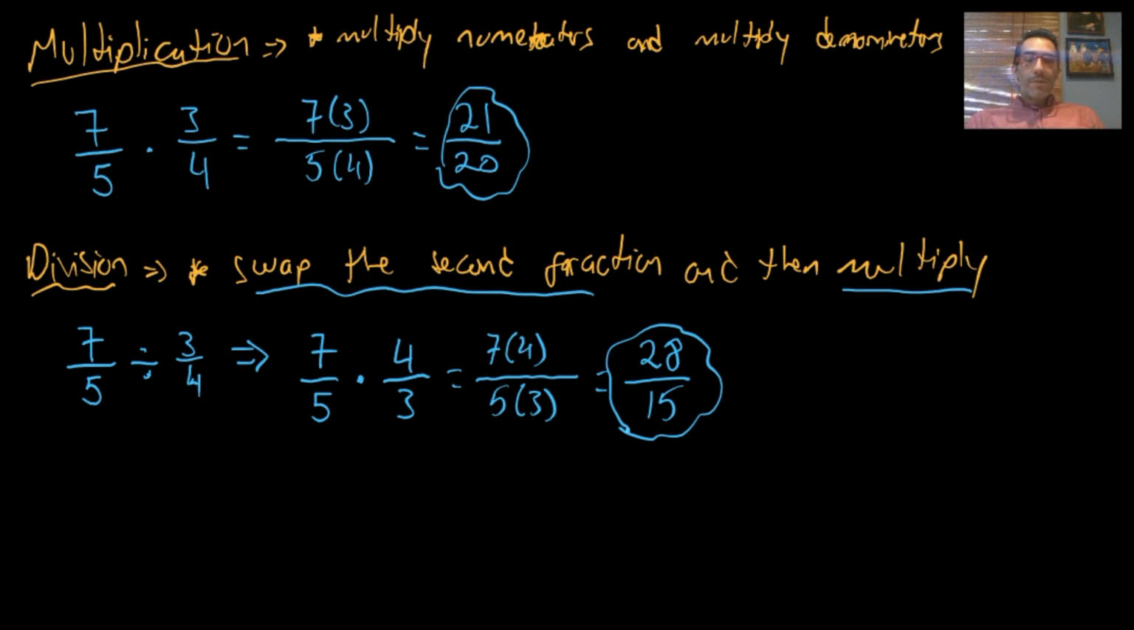The division seems tricky to many people, but again, remember, you just take the second fraction, you flip it, and after having flipped or swapped the second fraction, you perform a multiplication that is easy because it's straight. You know, denominator with denominator, numerator with numerator.